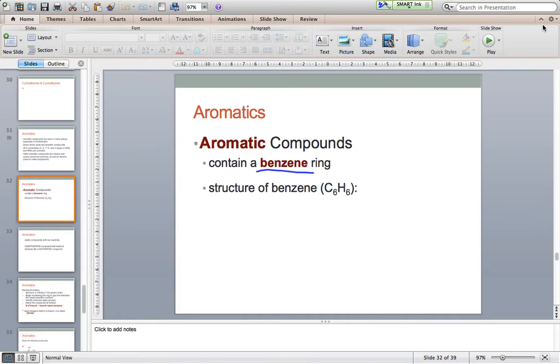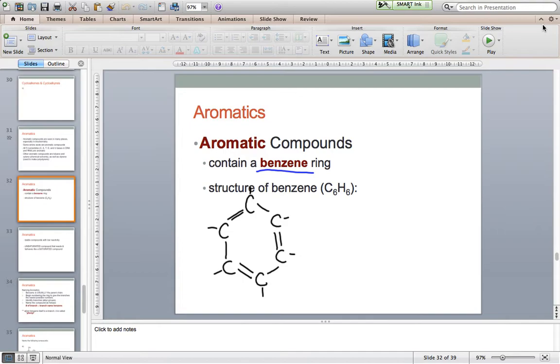And if you want to challenge yourself, then pause the video here and see if you can figure out a way to put together 6 carbons and 6 hydrogens. So there we go. Here we have what a benzene ring looks like. So it looks like a cyclohexane molecule, except it has 3 double bonds in it.